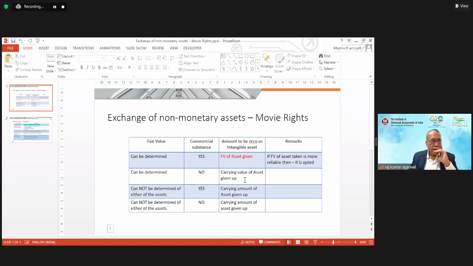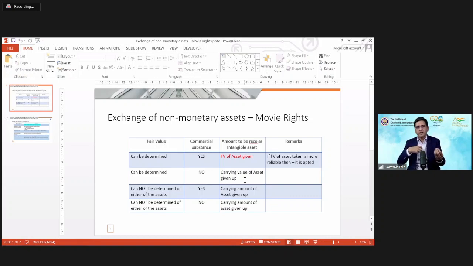Yeah. So what you mentioned is that if there is an exchange, let's say I am giving movie rights and acquiring broadcasting rights, then the fair value of the movie rights which I am giving is essentially my cost. I'm going with the cost principle. This is what I've incurred. This is the opportunity cost to me. So the fair value of the asset which I've given will be the carrying amount of the broadcasting right which I have acquired.